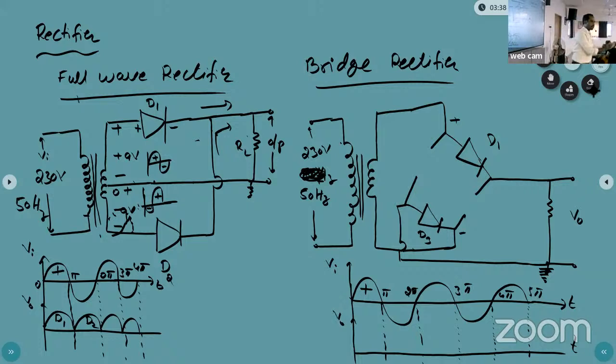So which half cycle will appear at the output side? This cycle, due to which diodes? D1 and D3. So the output will appear due to D1 and D3. So during the first half cycle, D1 and D3 conduct and we get the output. Now coming to the next.